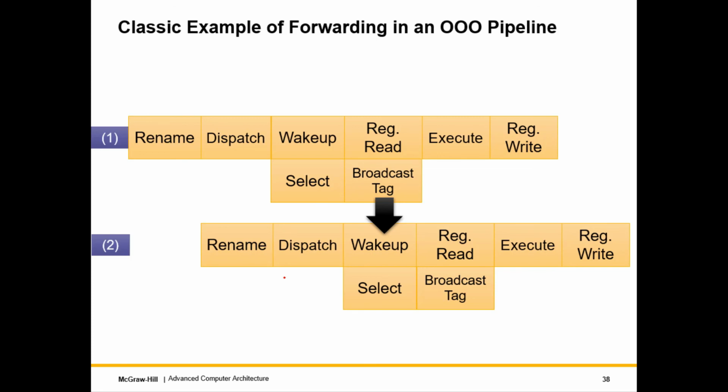The classic example of forwarding in an out of order pipeline would look like this. By the way, our out of order pipeline has now changed. I am not showing the fetch and decode stages, but they are of course there. I am showing rename, dispatch, and then wake up select. Wake up select is happening in the same cycle, and then we have register read and broadcast.